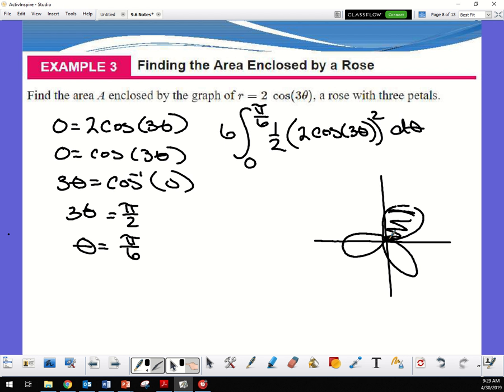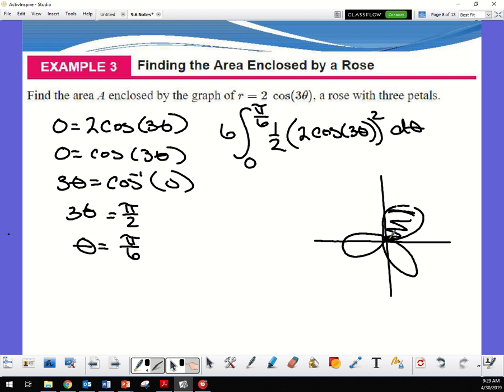But since this one starts at cosine, it's halfway in the petal. From 0 to here, it's going to give me halfway in the petal. So it should be double, 6. Yeah, it depends on how many petals. Since this one is 3 petals, it's going to be like that.